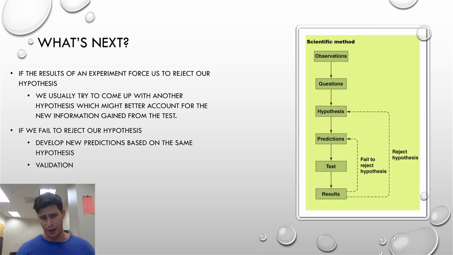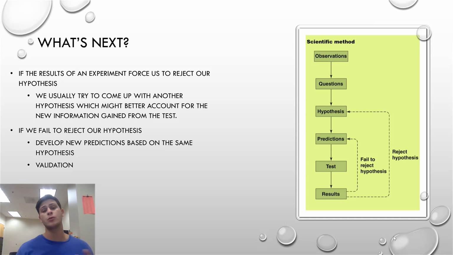If we rejected our hypothesis, usually what we do is we go back and we form a new hypothesis based on this new information that will account for our observations. So we will create a new hypothesis and repeat a different experiment based on the predictions from that new hypothesis.